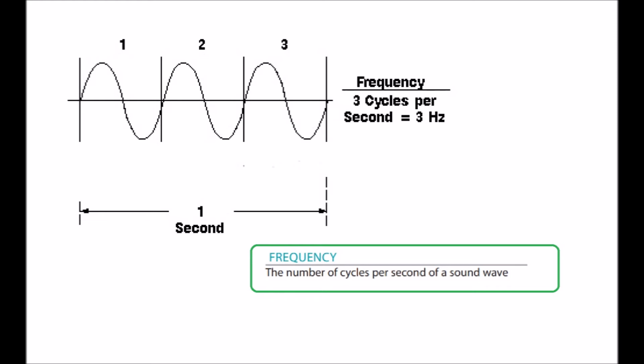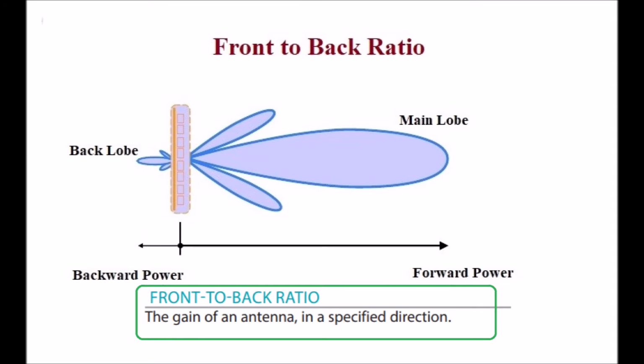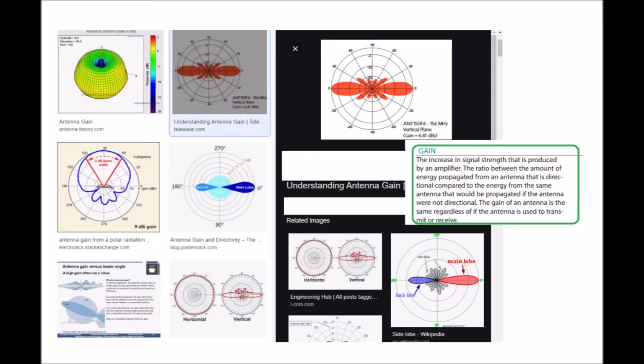Frequency: the number of cycles per second of a sound wave. Front to back ratio: the gain of an antenna in a specified direction. Gain: the increase in signal strength that is produced by an amplifier. The ratio between the amount of energy propagated from an antenna that is directional compared to the energy from the same antenna that would be propagated if the antenna were not directional.